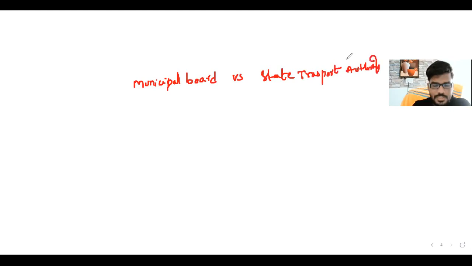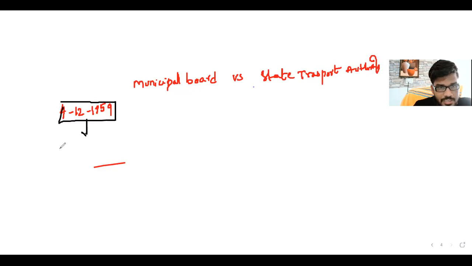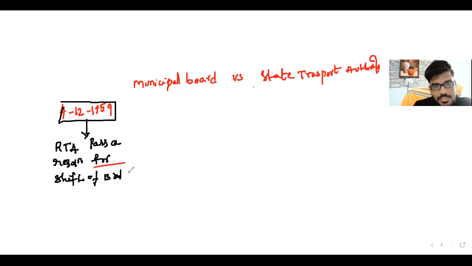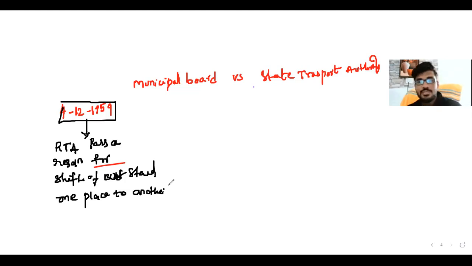So listen, what is the simple situation? What happened on 4/12/1959? The Regional Transport Authority passed a resolution for shifting of the bus stand from one place to another place.